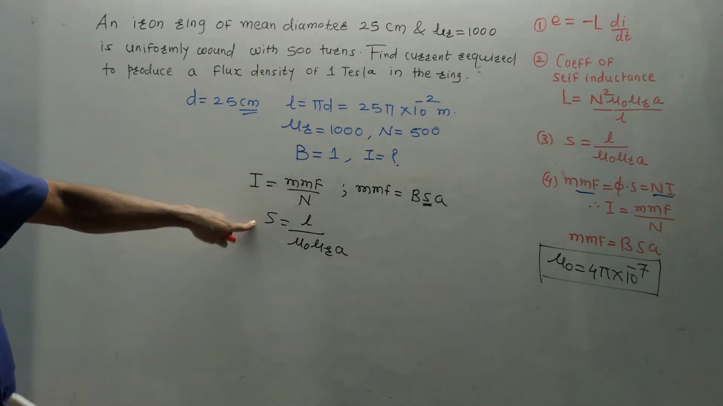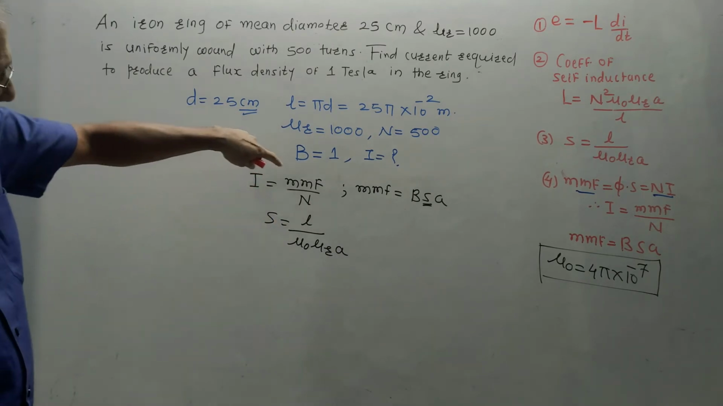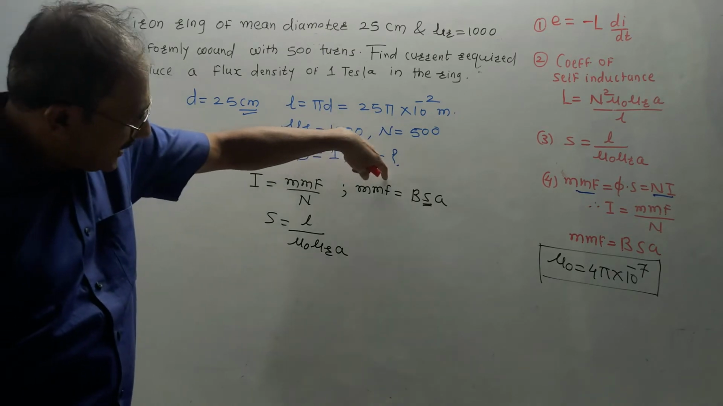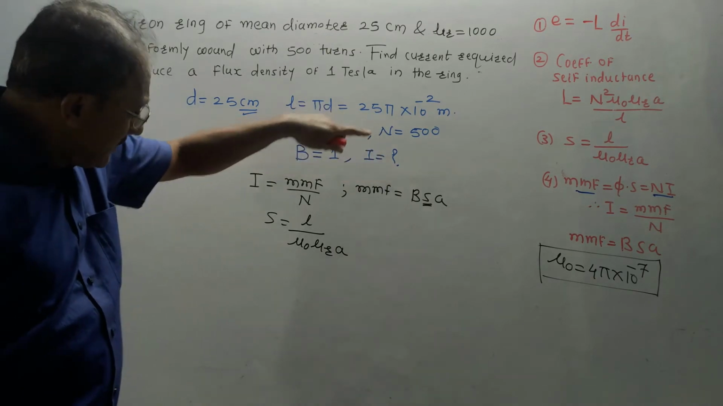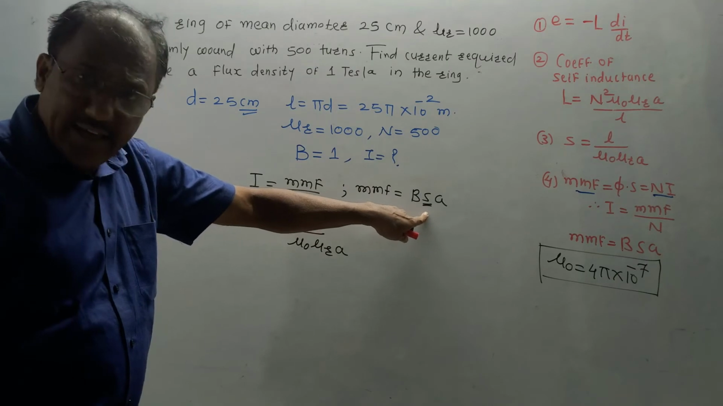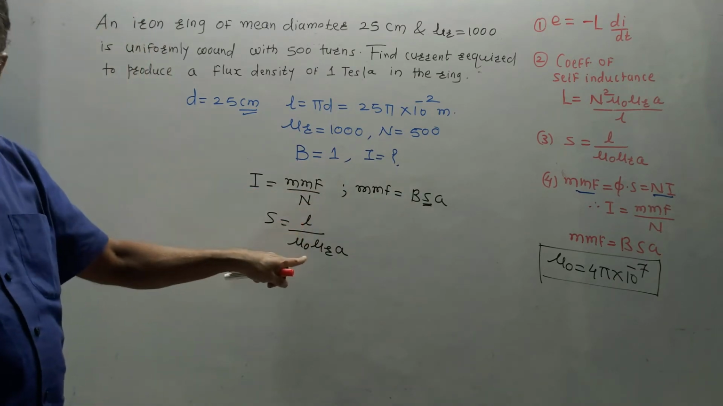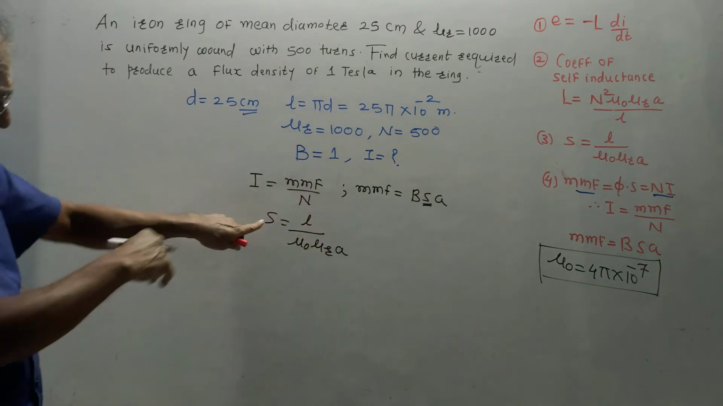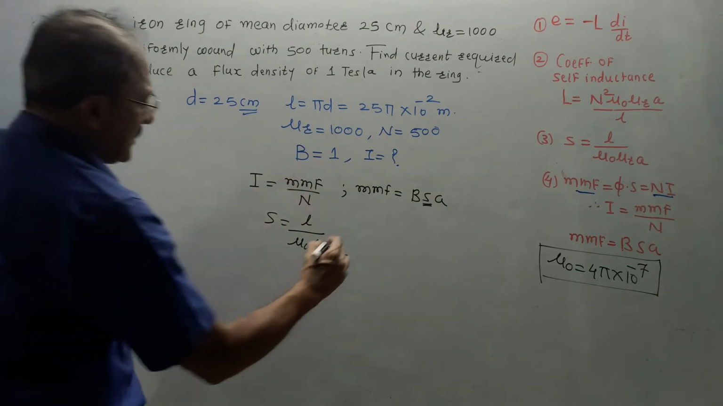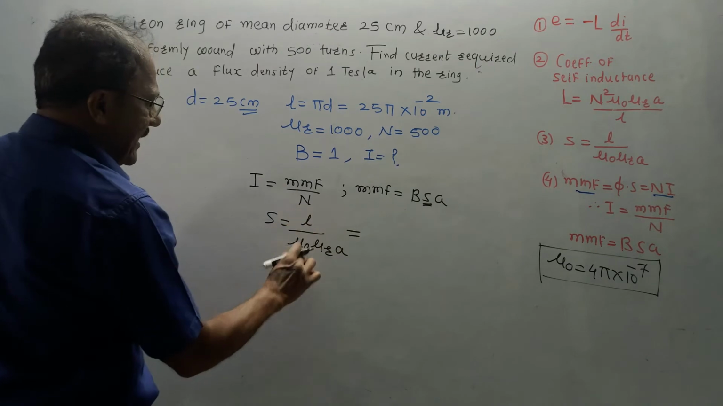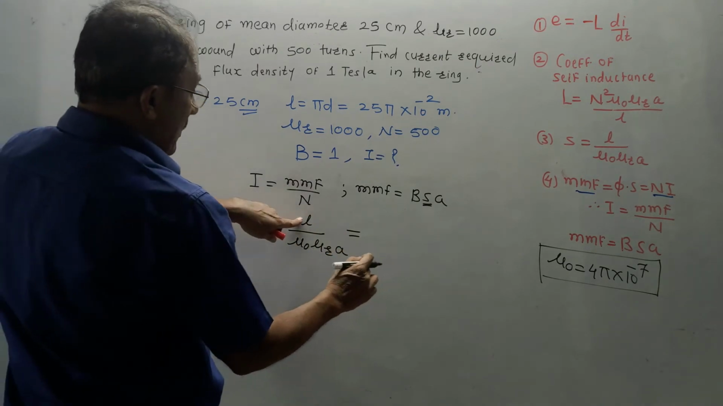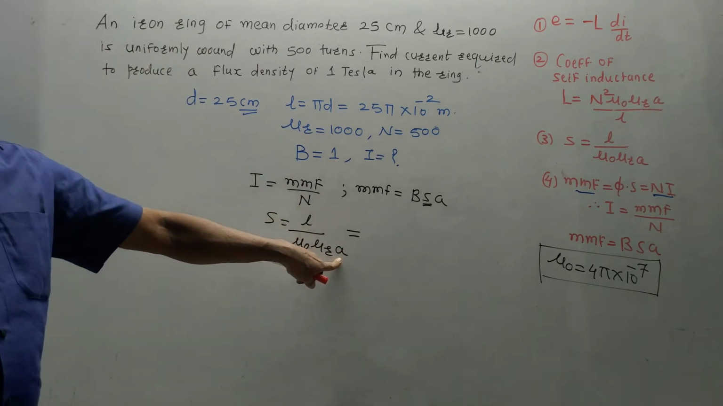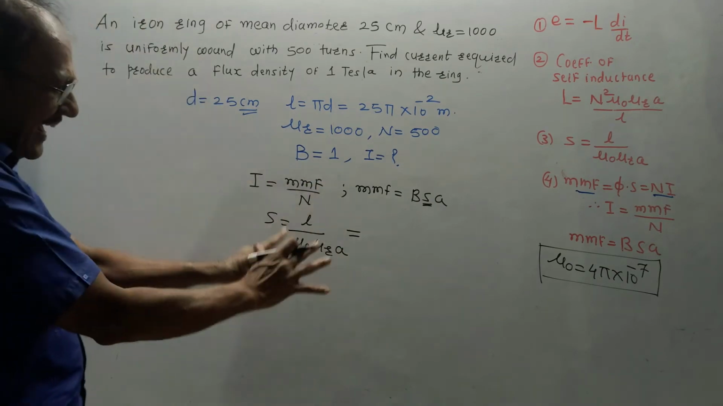So how did I start? First I wrote the formula of I, then in that I need MMF. I wrote the formula of MMF. Then in this formula I need S. S is reluctance, so I wrote the formula of reluctance. Now start doing the calculation in reverse way. That means first I need to calculate S. So go on putting the values. S is L upon mu 0 mu r A. As I said, A is the cross-sectional area, which is not given, so I will keep it as it is.